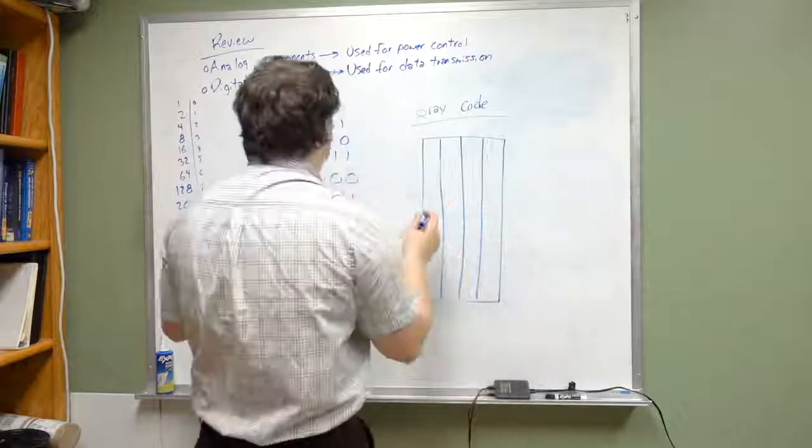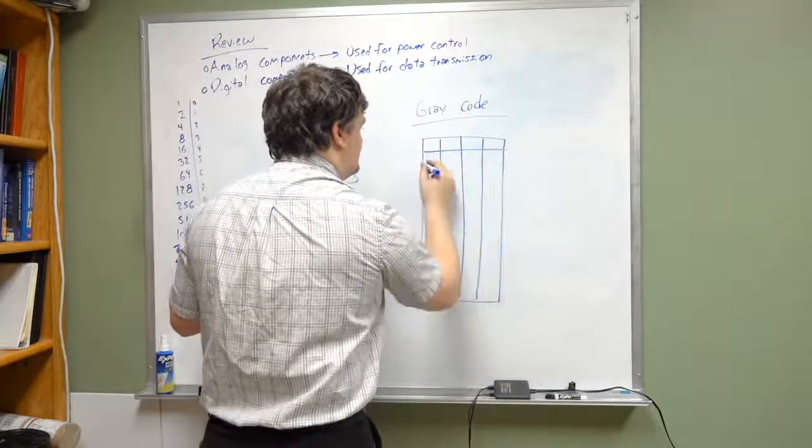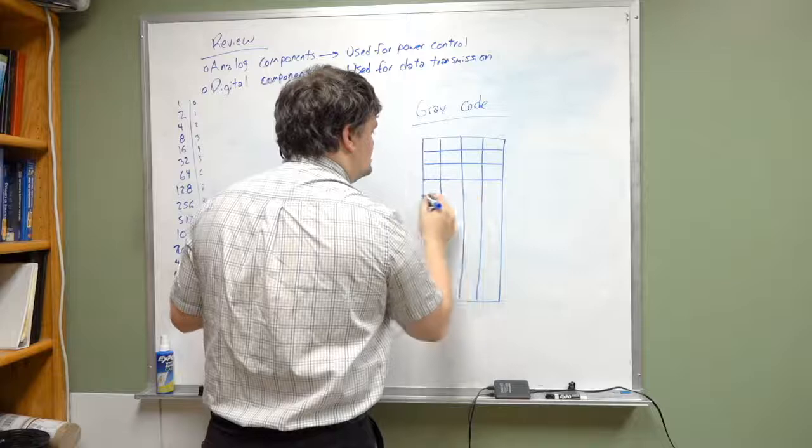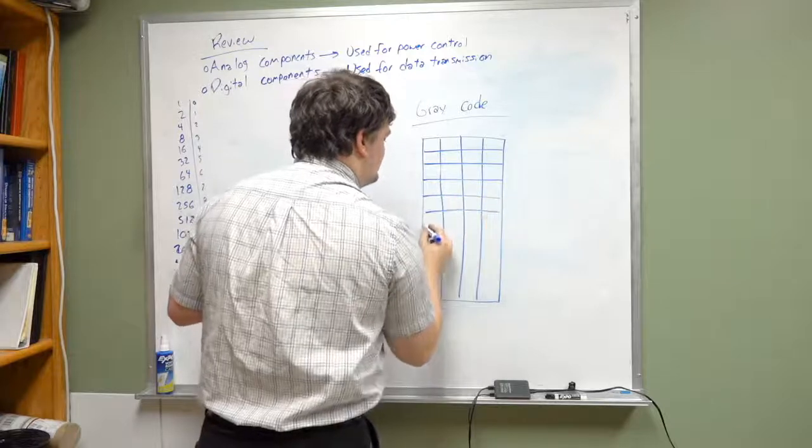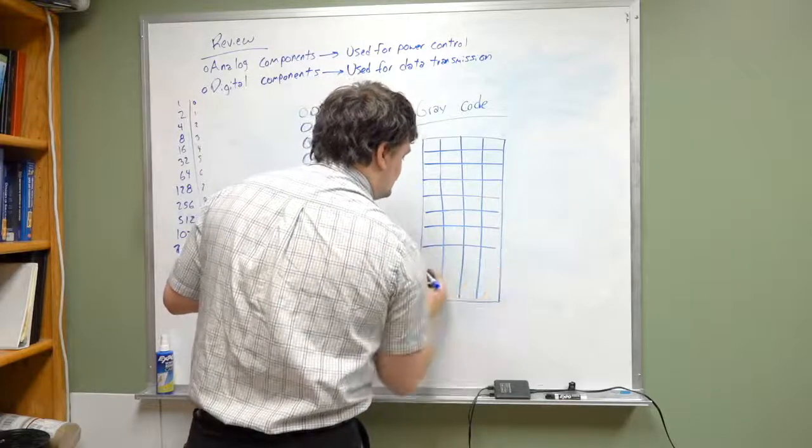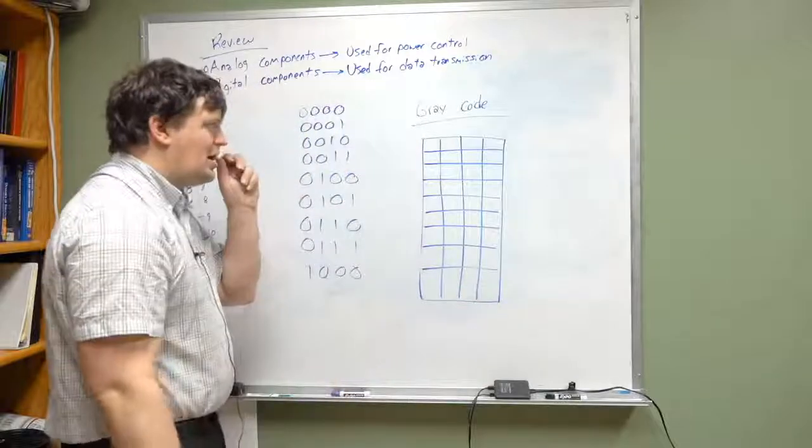Okay, so that gives me 4. Go ahead and break it off. There's 0, 1, 2, 3, 4, 5, 6, 7, and 8. Okay?